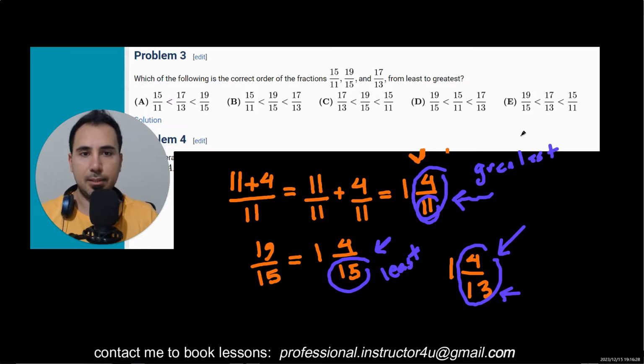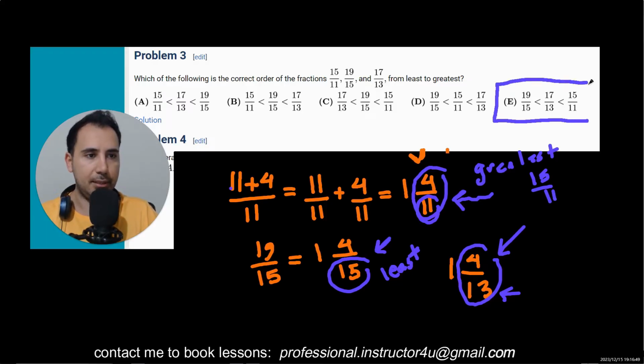Which one says from least to greatest? This is the greatest. This one was 15 over 11, right? This is 15 over 11. And 19 over 15 is the smallest one. So we just have to pick E.